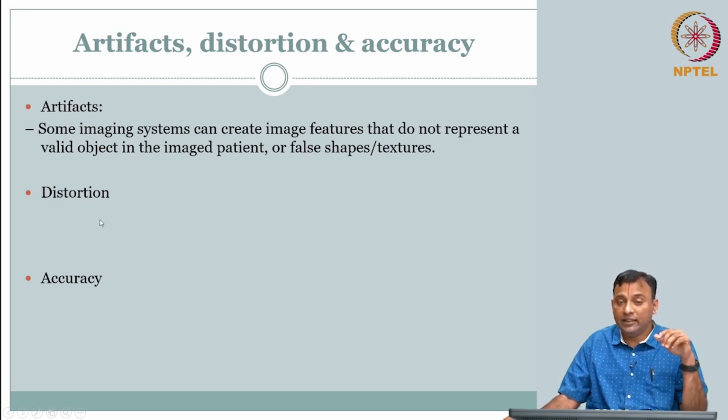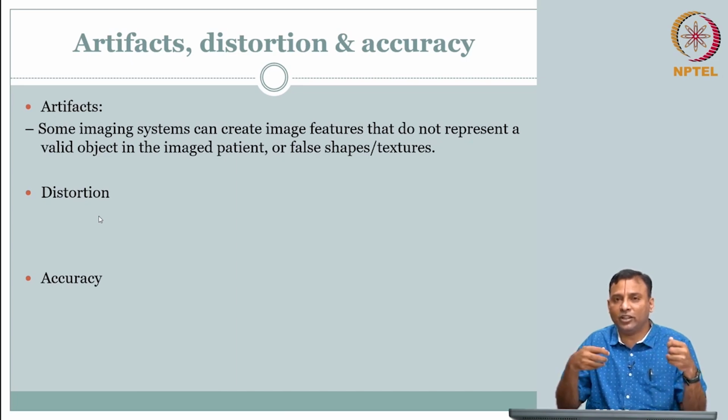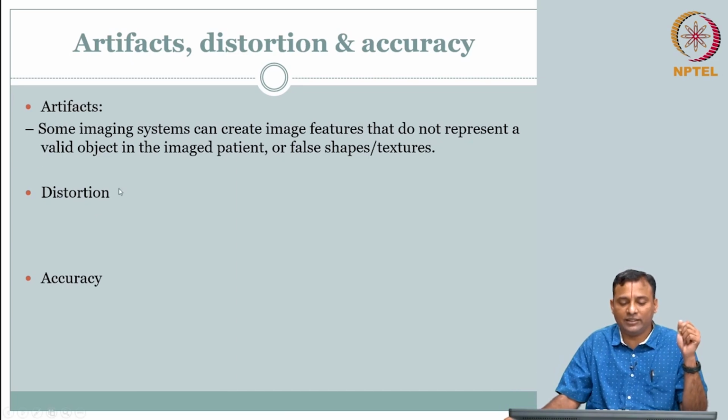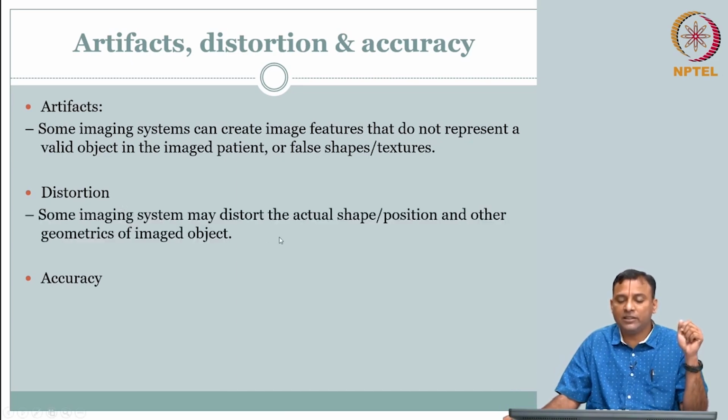Distortion again is a challenging one. Distort means there is a truth and there is a difference from the truth, distorted from the truth. So it is the same context. Distortion means some imaging system may distort the actual shape possessed. This is mostly a geometric effect, and affects other geometries of the imaged object.